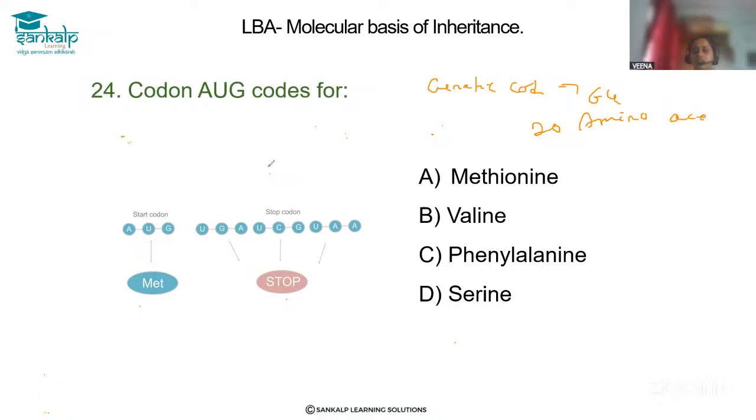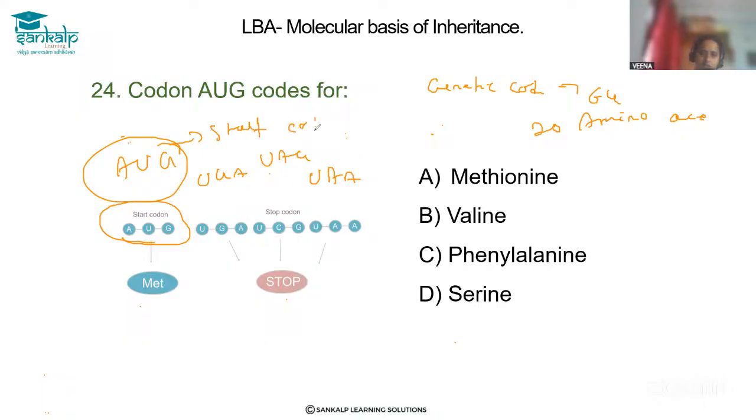In that you have also studied that UGA, UAA and UAG, these three are the stop codons. And then there is a codon called AUG. That is the start codon. So the correct answer is here, dear student. The start codon is coding for methionine.